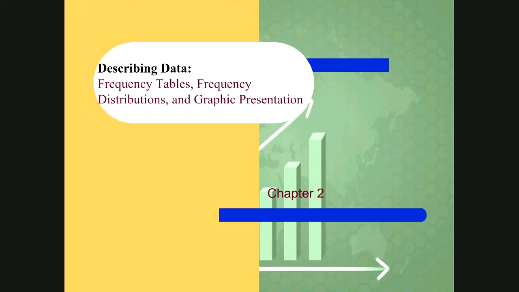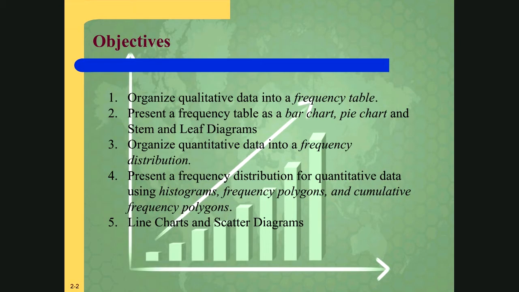Okay, so everybody seems to be understanding about frequencies. So what we're doing is we're organizing qualitative data, right? Categories, that's also qualitative data, into a frequency table. You present a frequency table as a bar chart, a pie chart, or a stem and leaf diagram, and we'll go through those. And you organize quantitative data into a frequency distribution, okay?